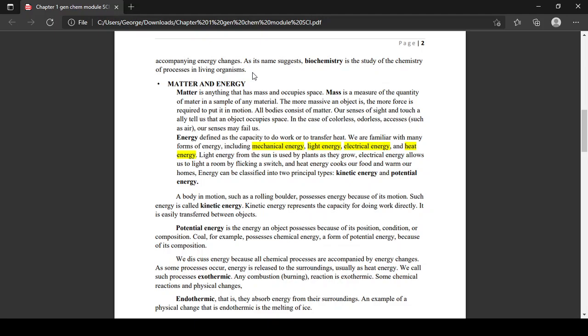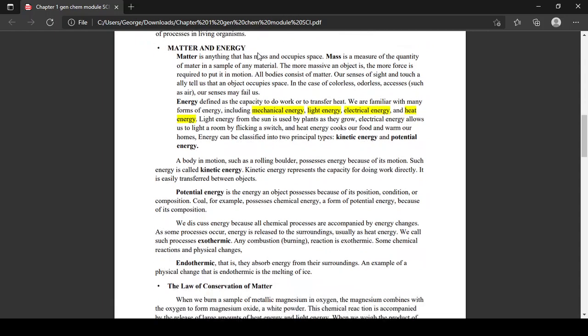So we are familiar, kids, with the many forms of energy. You have mechanical energy through our vehicles, our modes of transportation. Kids, they are using mechanical energy. We have light energy, kids, coming from the light or the sun. Electrical energy, kids, coming from our power plants. And heat energy coming from our fire. So light energy from the sun is used by plants as they grow. Electrical energy allows us to light a room by flicking a switch, and heat energy cooks our foods and warms our homes. Okay, it's common sense, right?